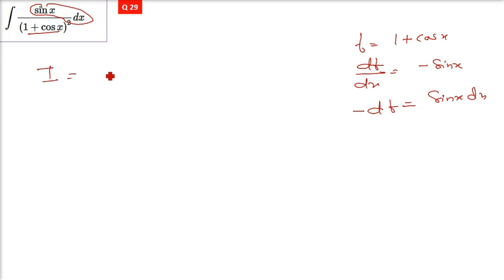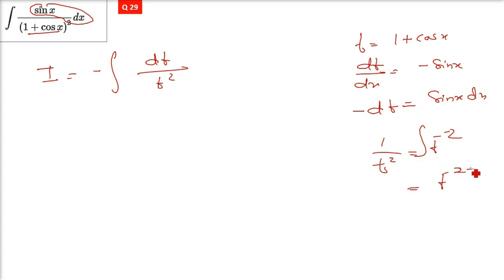So the integration will be: negative will come in front, dt divided by 1 plus cos x, which is t, so this will be t square. So this 1 by t square, t goes up, t raised to minus 2. And the integration of t raised to minus 2 is t raised to minus 2 plus 1 divided by negative 2 plus 1. It will be t raised to negative 1 divided by negative 1. So negative will go up. So minus 1 by t will be the final result. Negative 1 by t plus constant of integration.